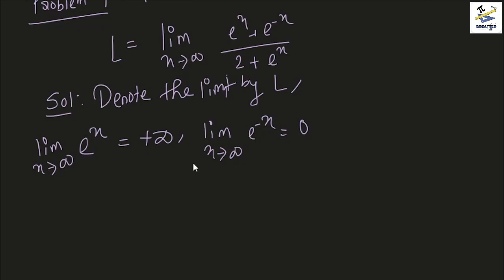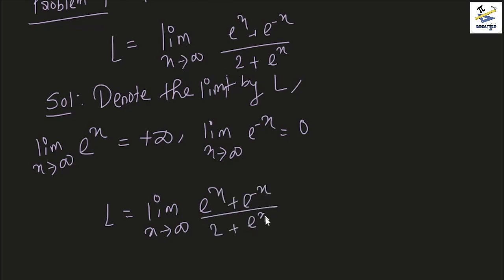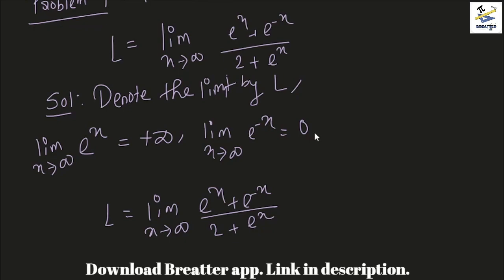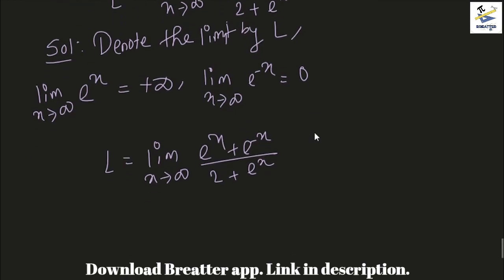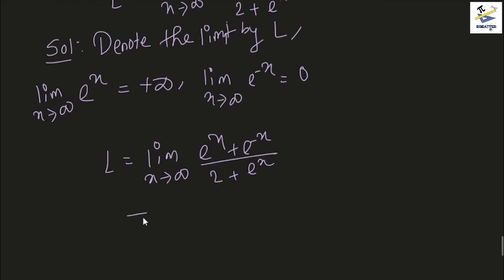So let's begin. L equals limit x tends to infinity of (e to the power x plus e to the power minus x) by (2 plus e to the power x). And what we can do is we are trying to convert them into as many e to the power minus x's as possible, because in that way we will get a notion of 0, which is at least a number we can work with, and we cannot actually work with infinity, right? So dividing up and down by e to the power x would be something like this.